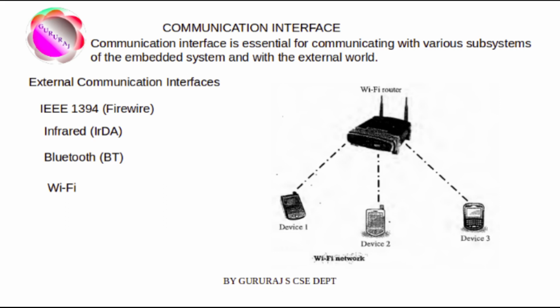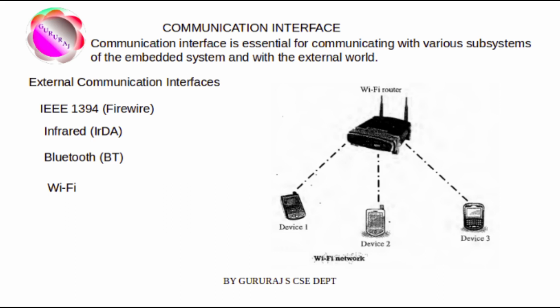Next external communication interface is infrared. It is a serial half duplex line of sight based wireless technology for data communication between devices. What do you mean by line of sight? Both transmitter and receiver must be visible to each other. That is called line of sight. It has been used from the olden days of communication, and you may be very familiar with it. The remote control of your TV, VCD player, etc. works on infrared data communication principle.